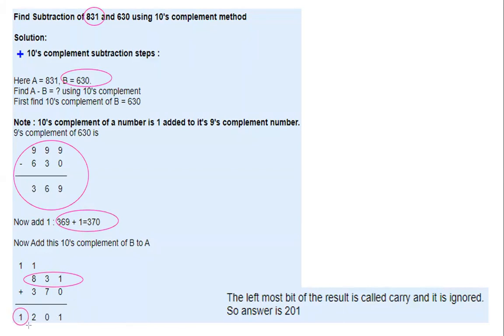I have a carry over here. So in tens complement method, if the carry is generated, what do you have to do? We have to ignore the carry. So the leftmost bit of the result is called the carry and it is ignored in tens complement method. But in nines complement method, it will be added to the LSB. So this is regarding decimal subtraction using nines complement and tens complement.